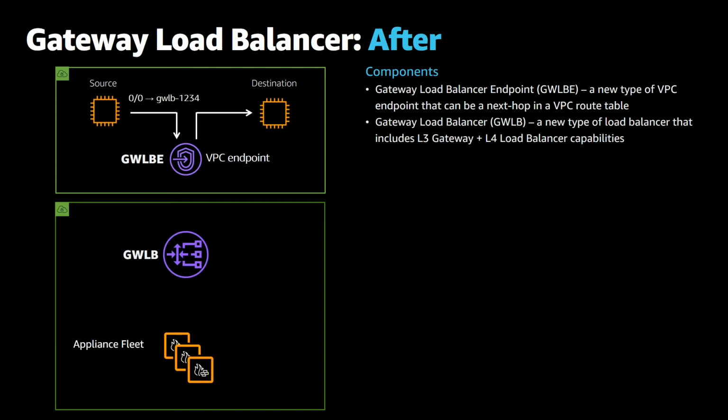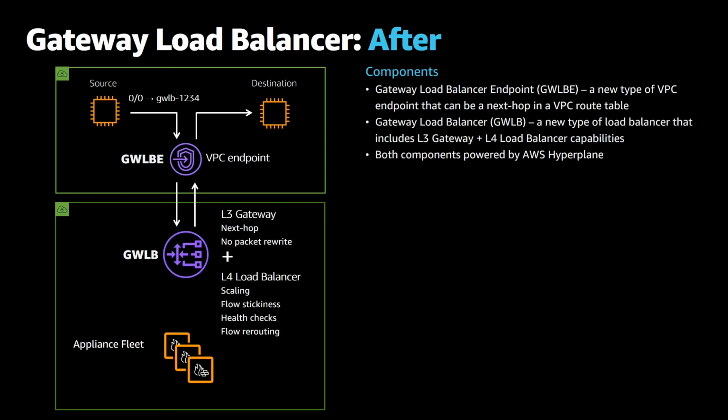So right here, traffic will flow in that direction, right? And this is powered by the AWS Hyperplane. We're basically combining layer 3 and layer 4 capabilities, and then the gateway load balancer is going to front end those connections. It's going to front end those firewalls, right? And load balance accordingly.